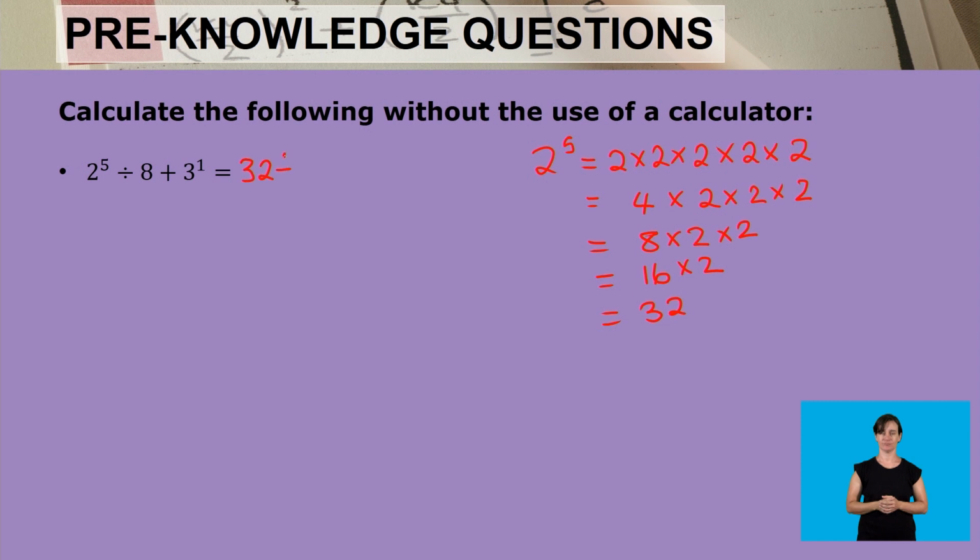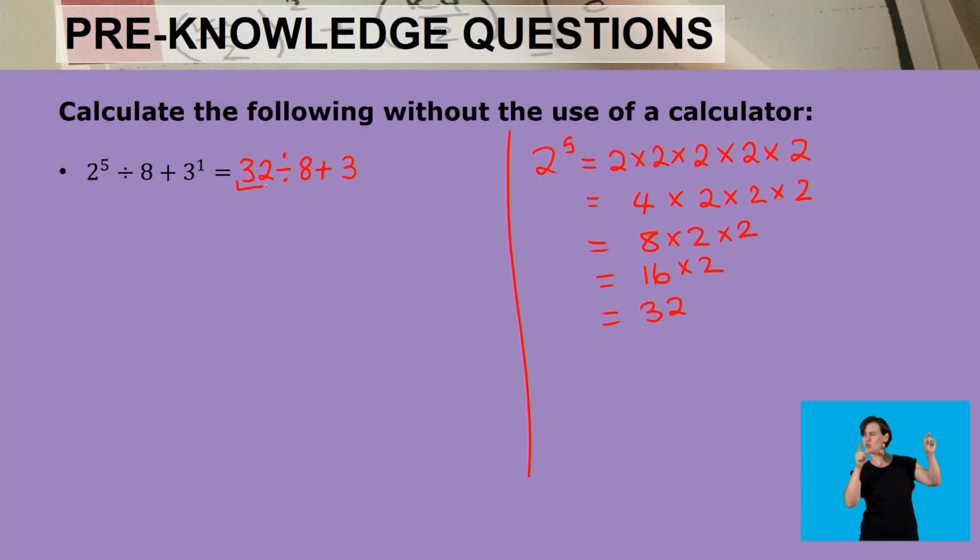We are still going to divide that by 8, and we are going to add our 3 exponent 1. That just means that our base 3 is written there once. Now remember, when we are working with multiple operations, we work on either side of the addition or the subtraction. This means that we are going to first calculate the 32 divided by 8, because as we can see there, we have our addition, which means that that 3 is going to be calculated alone.